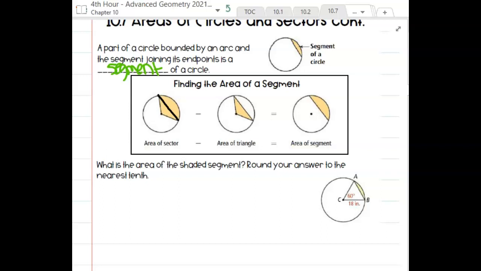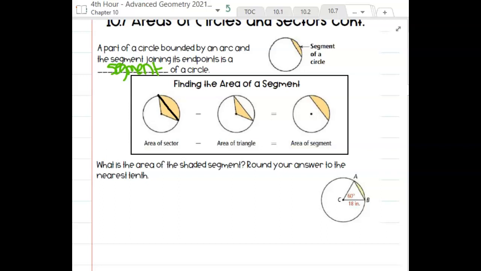Now, how we're going to do this, we don't have a formula. Yesterday, we didn't really use the formula as the formula, we just kind of figured it out. There's not a given formula for how to find the area of a segment. We're going to have to combine some things that we already know how to do. So we're going to do what we did yesterday: find the area of a sector.